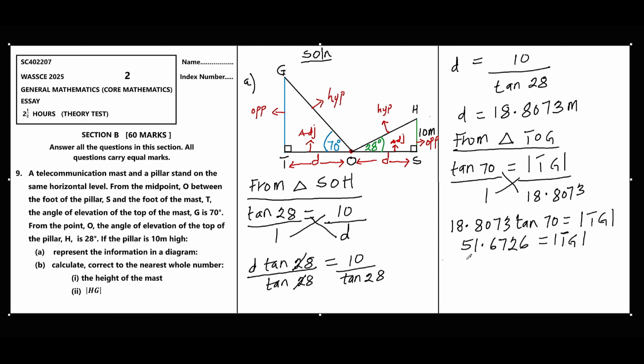So that is for B I. So remember, we were supposed to calculate and correct our answer to the nearest whole number. So when you correct to the nearest whole number, you see that the height of the mast is, to the nearest whole number, 52 meters. So that is for 9B I.